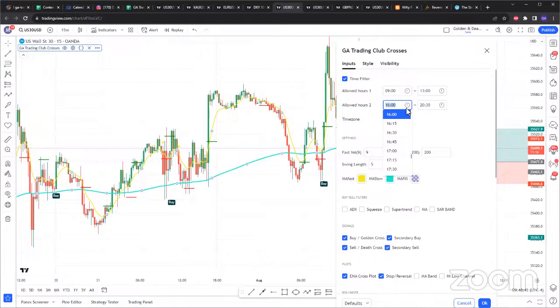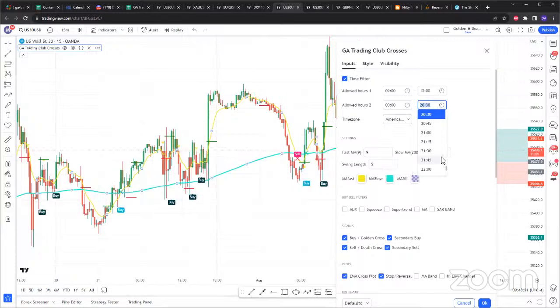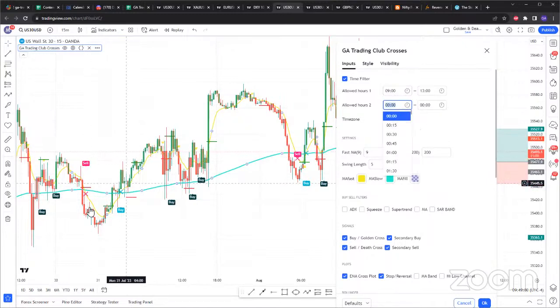Because by default, this has to have some sort of input here. I haven't tried 0, 0, but I think I tried that and it had false positives. If you're just trading one block of time, just replicate what you have up here. You can see all these signals came back. If I just want to trade between 9 and 1 p.m., I would replicate 9 and 1 p.m. down here.